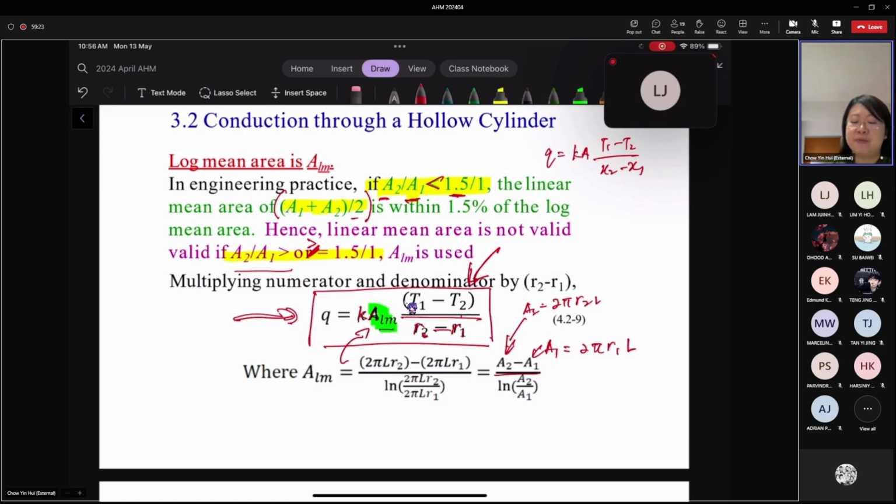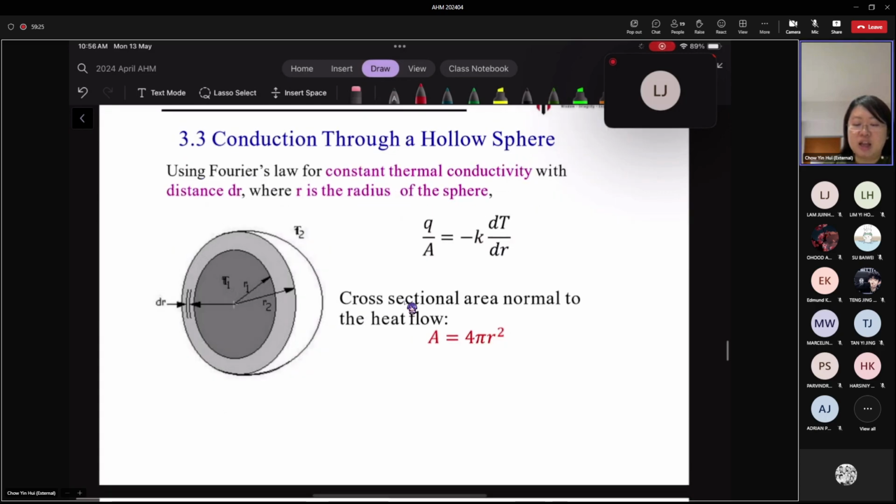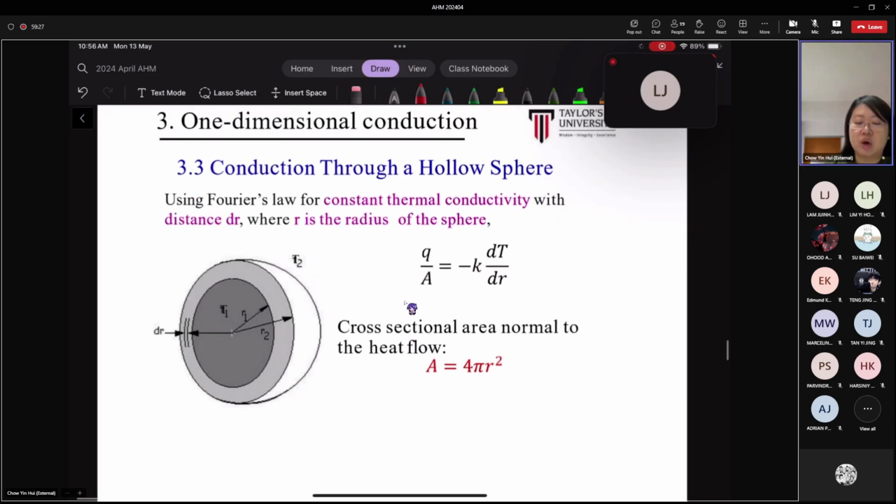Then the next part, we are going to talk about the hollow sphere. We start from here, because the hollow sphere is the same thing: the rate of heat transfer is through a spherical body where the cross-sectional area of the sphere is varying in the radial direction. For a sphere, this area is expressed as 4 pi r squared.